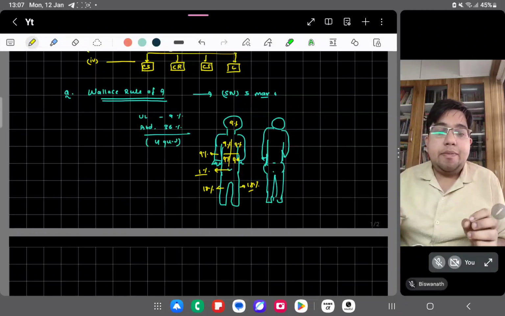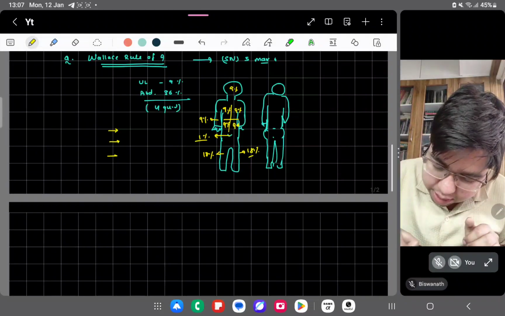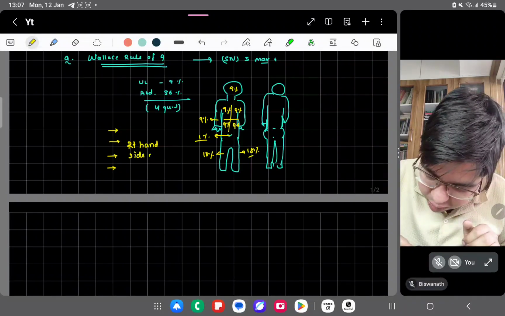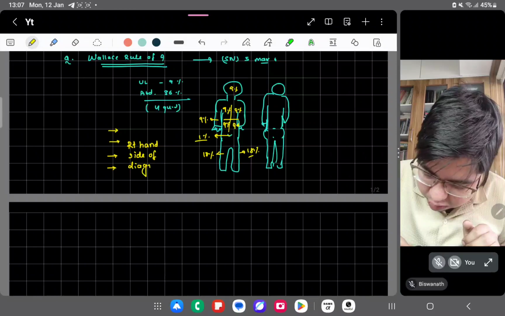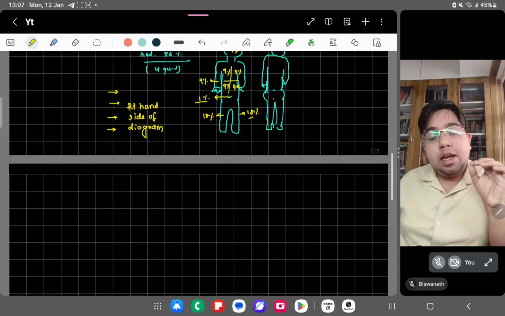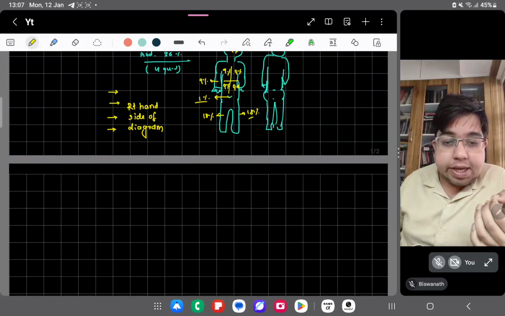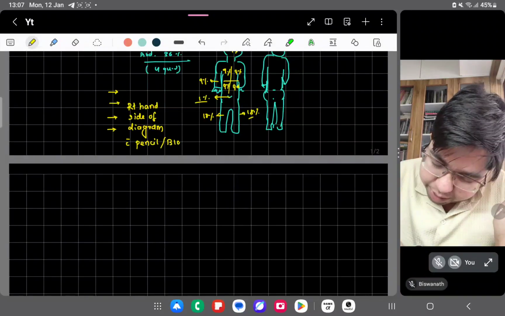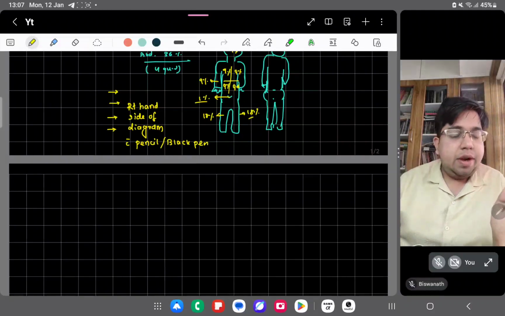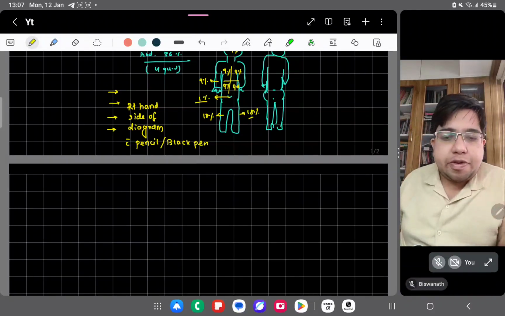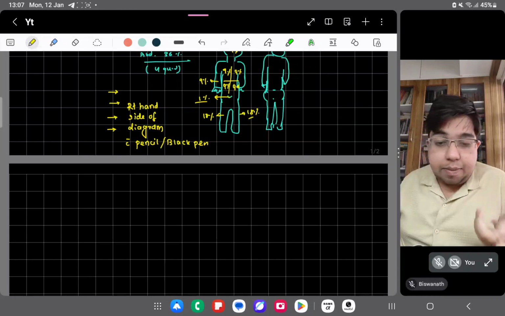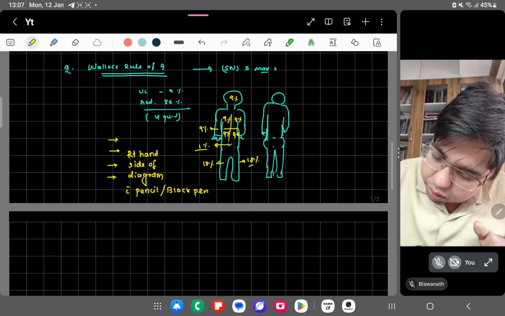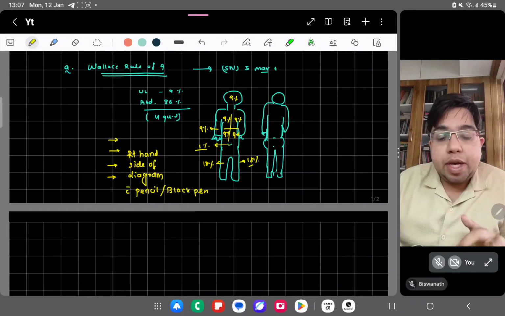Draw a proper neat diagram, and make sure you label the things on the right-hand side of the diagram. Another thing is that you label it with either pencil or black pen. Please don't do it in blue. It looks very unprofessional. If you label the diagram with blue pen, it's not acceptable. Then you color those diagrams. Make sure to color those diagrams.